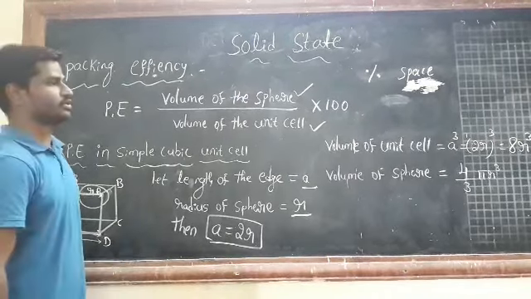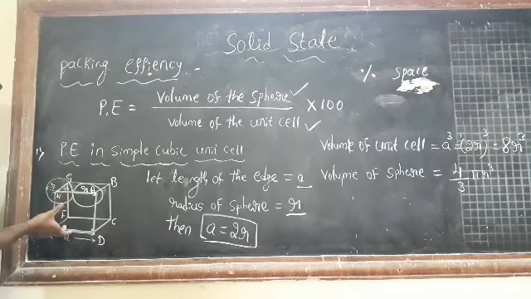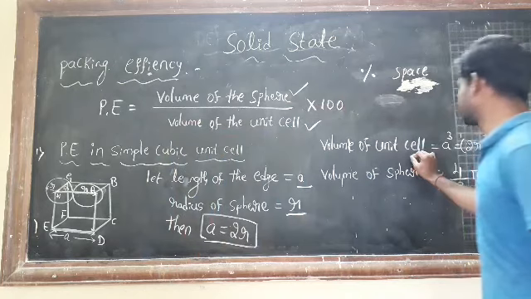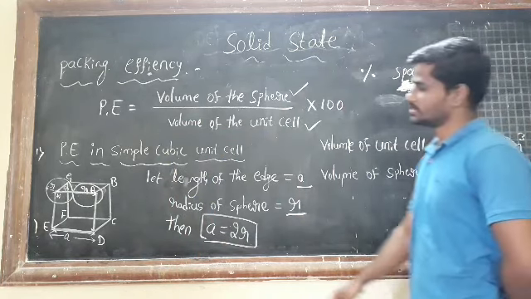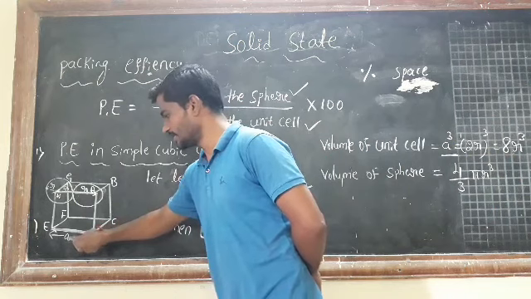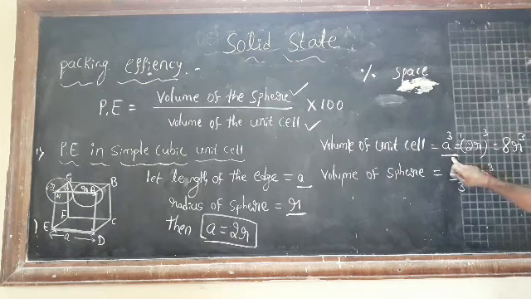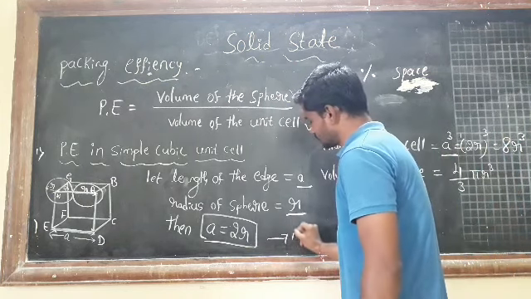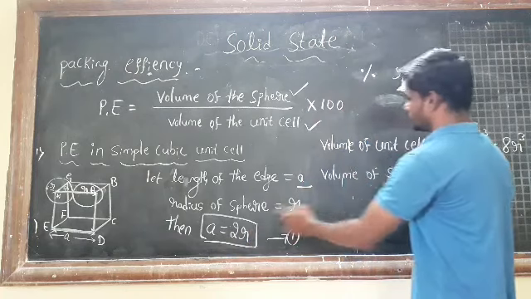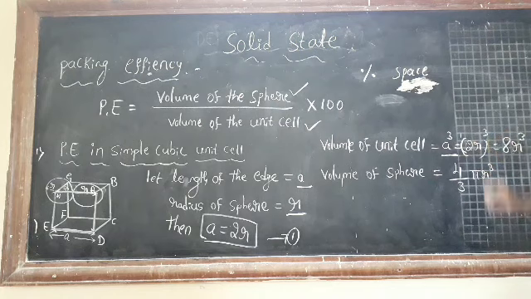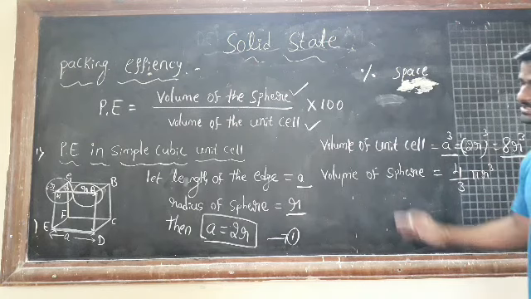So what is the volume of the cube? This simple cubic unit cell is considered as a cube. That's why the volume of the unit cell becomes a cubed, because the length of the unit cell is taken as a. From equation 1, we know that a is equal to 2r. So a cubed is equal to (2r) whole cubed, which is equal to 8r cubed.